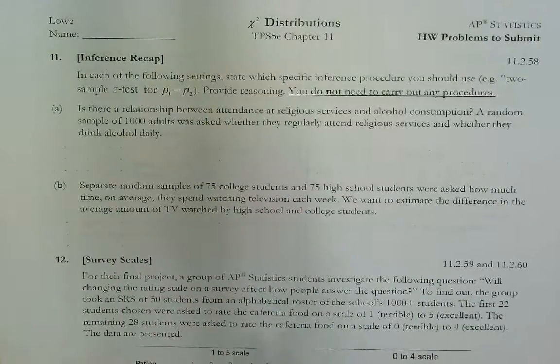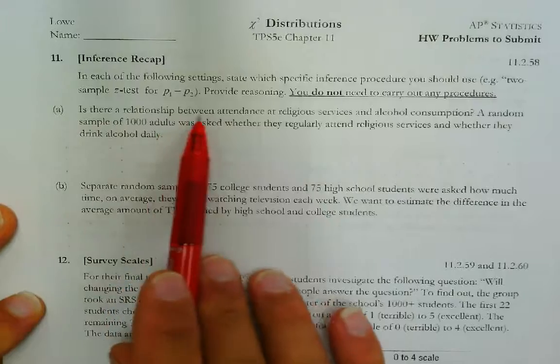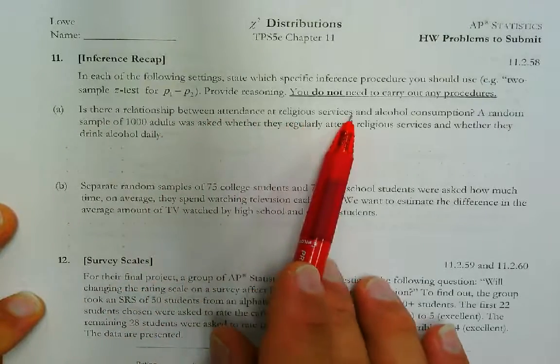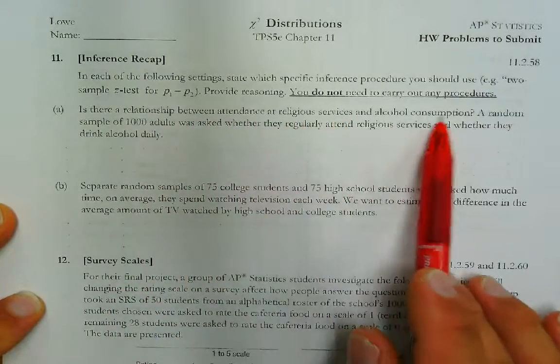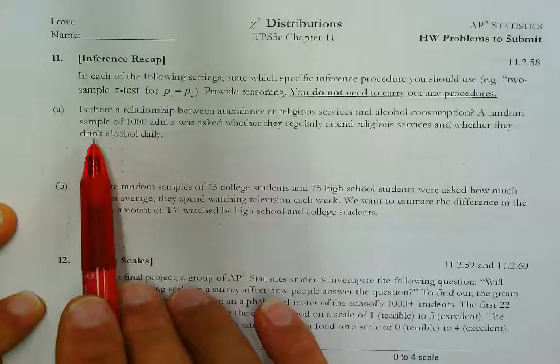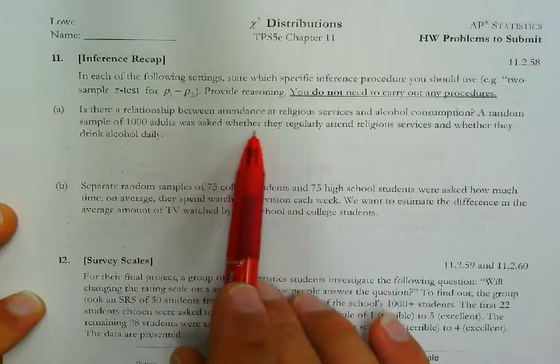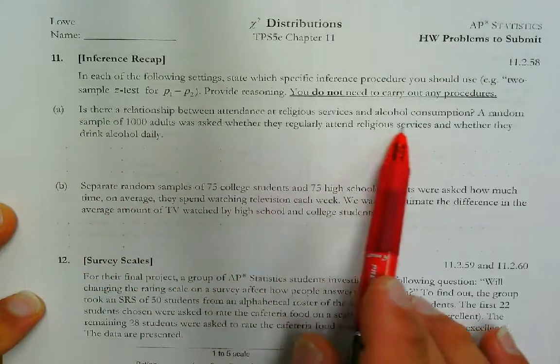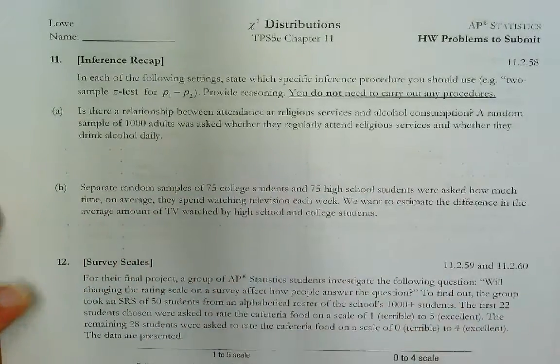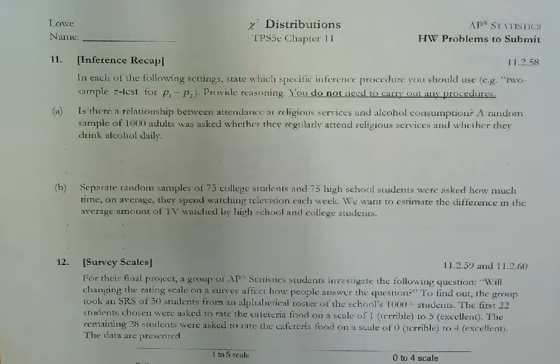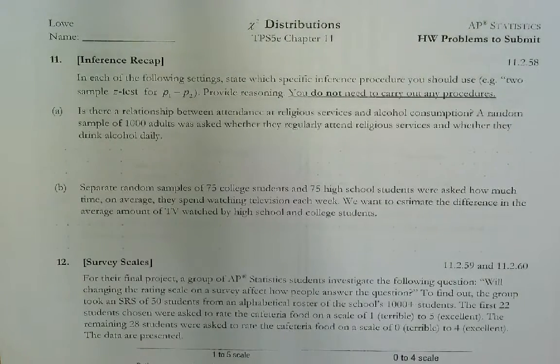In the first one, is there a relationship between attendance at religious services and alcohol consumption? A random sample of 1,000 adults was asked whether they regularly attend religious services and whether they drink alcohol daily. What would be the inference procedure to do here?